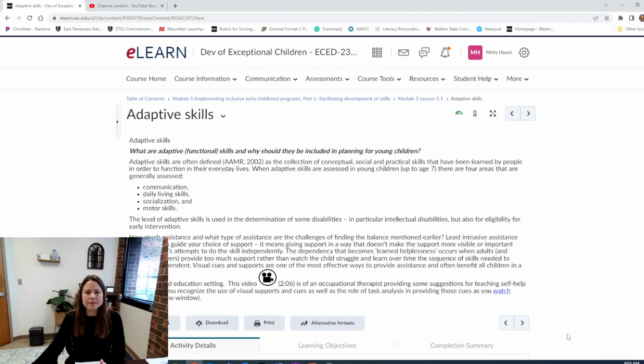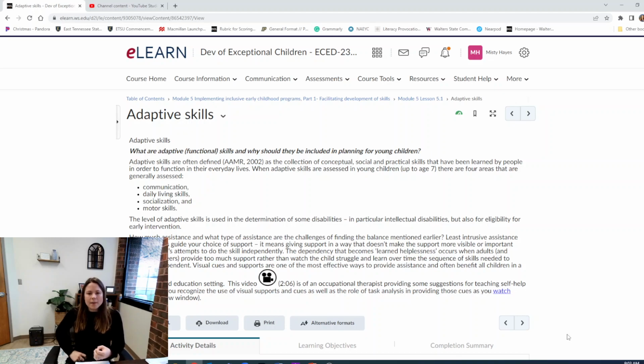Okay, so it defines what adaptive skills are, which we call functional skills, and those should be included in your plans for young children. So when we are assessing these adaptive skills, we really have to look at four areas. We're looking at communication, daily living skills, socialization, and motor skills. These are really going to help determine independence, but also that they have the functioning skills they need as they get older.